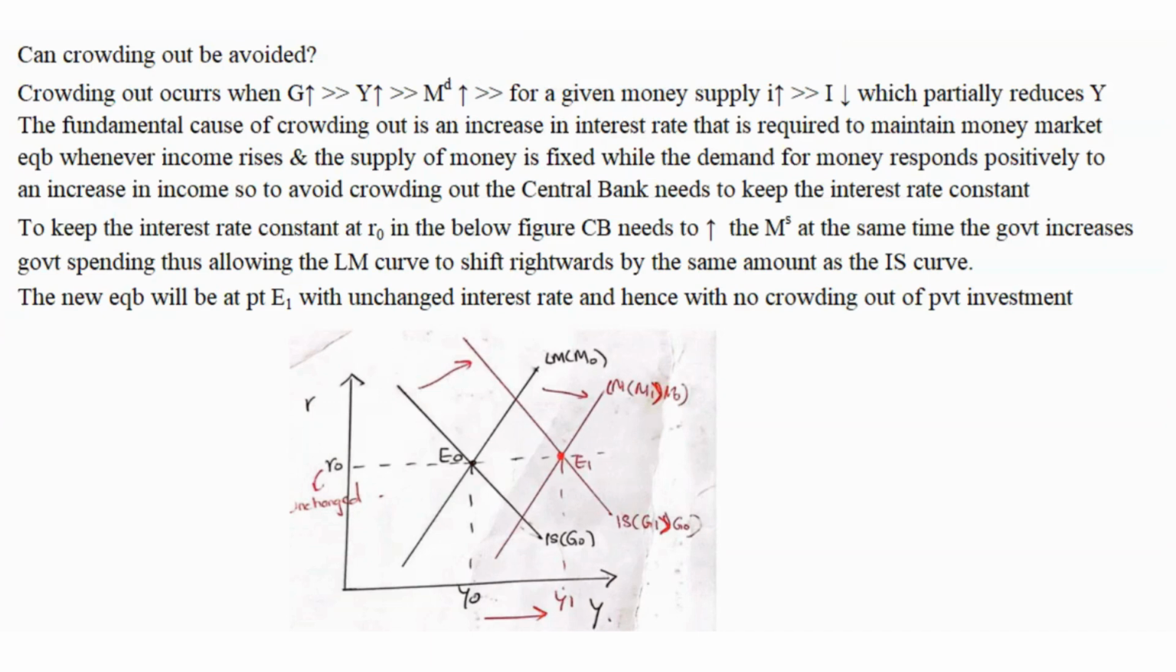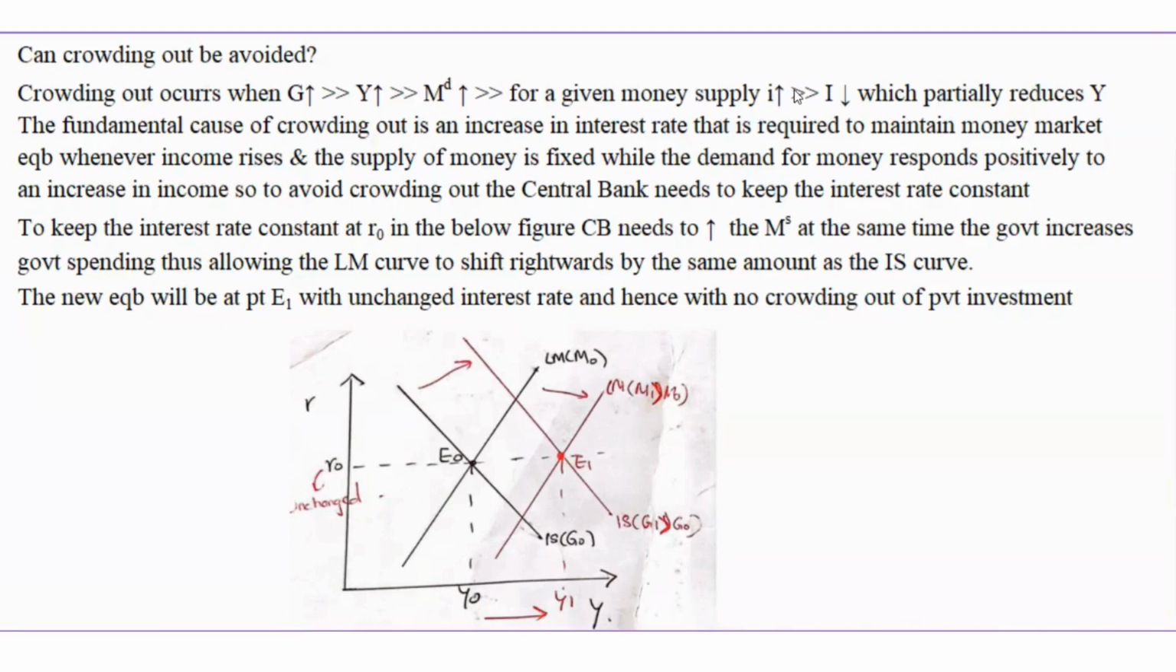Because when money demand increases, money supply is fixed and the interest rate increases to maintain money market equilibrium. This increase in interest rate reduces investment because investment and interest rate are inversely related. And this reduction in investment partially reduces Y, thus limiting the total increase in output. So from here we can see the fundamental cause of crowding out is the increase in interest rate, right?